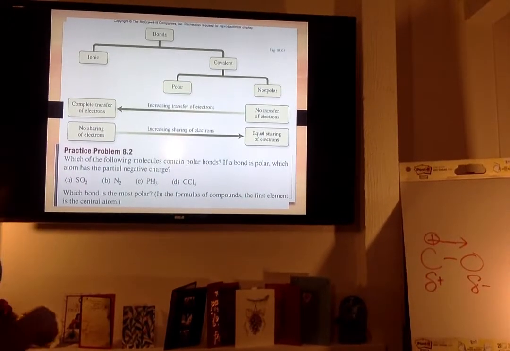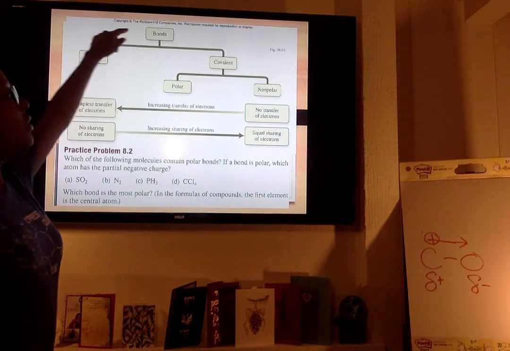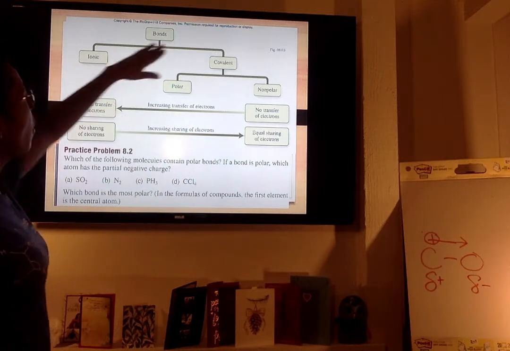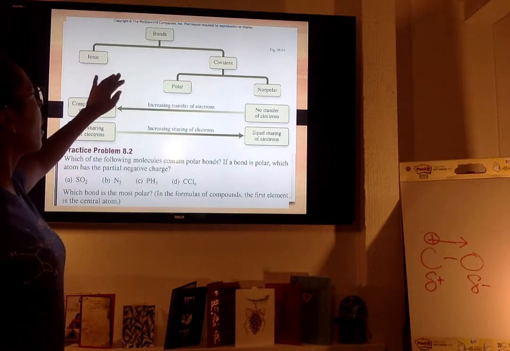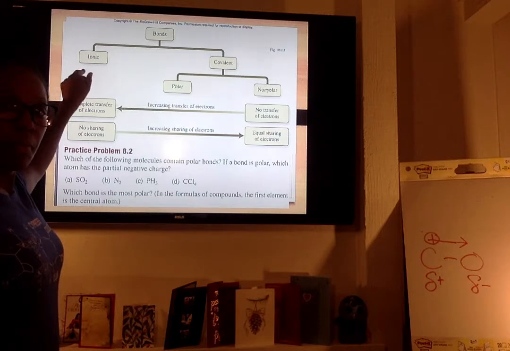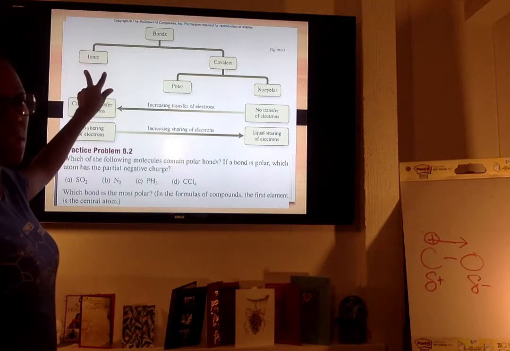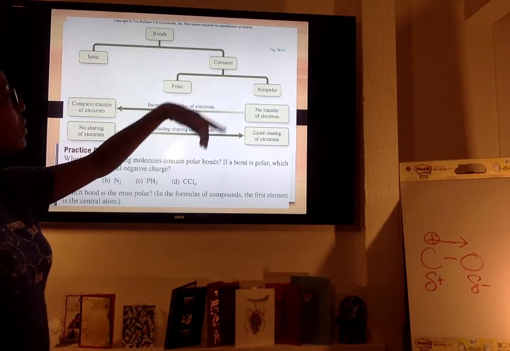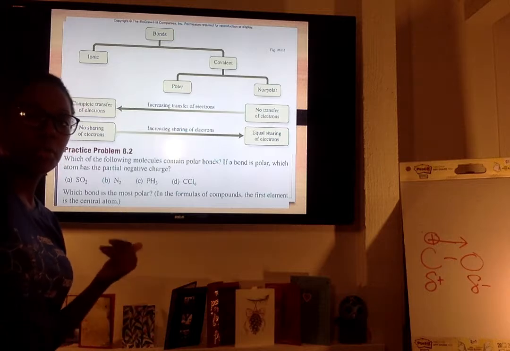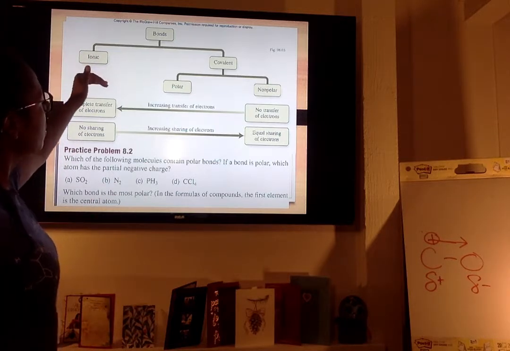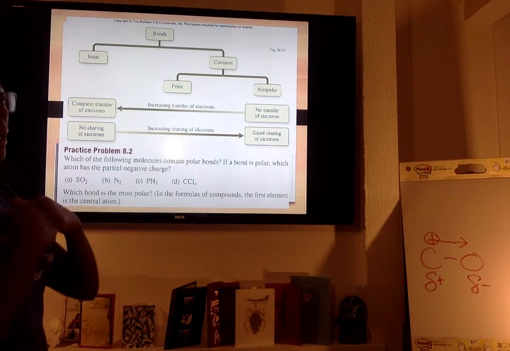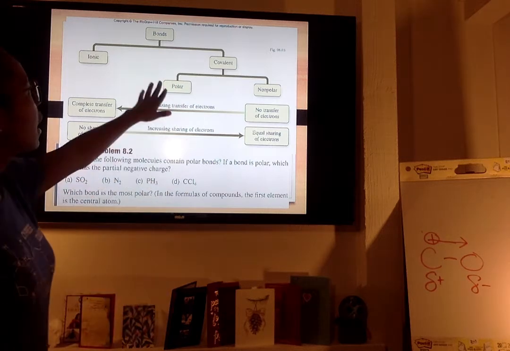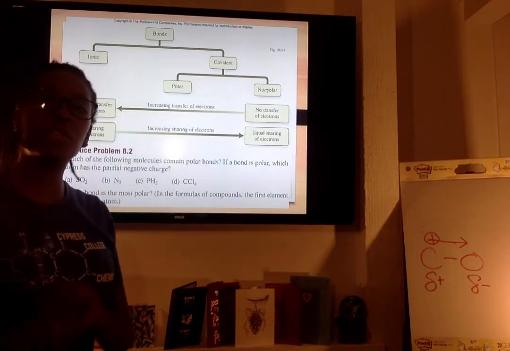So let's go back to this beginning little chart. When we talk about the type of bonds, there's two types of bonds: a covalent bond or an ionic bond. And the ionic bond involves positive and negative charges, which is an anion and cation, or metal and nonmetal. And then you have covalent, which involves two nonmetals. So this ionic is going to be an electrostatic connection between the positive and negative charges, and the covalent bond is going to be through sharing.